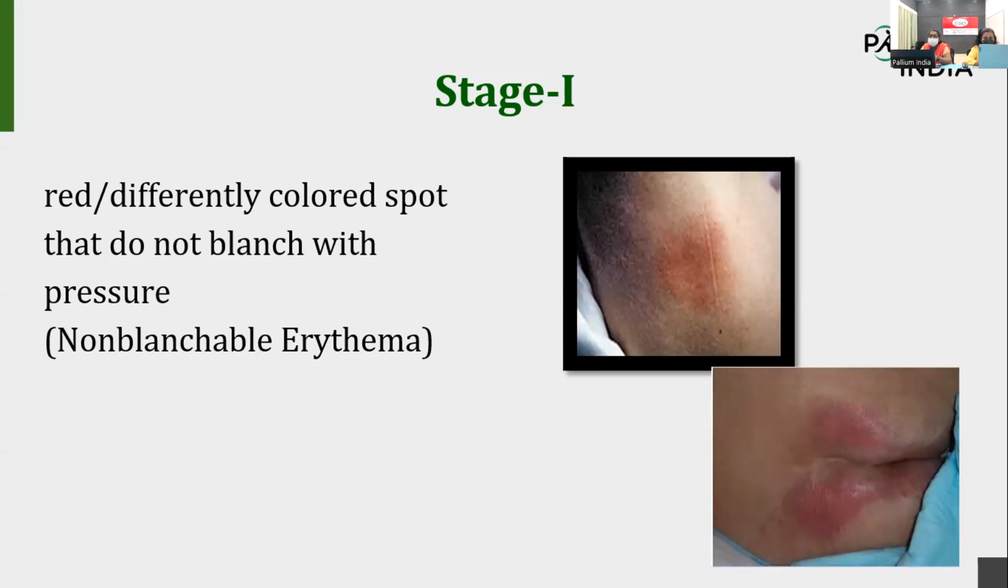of color change there, you can apply your finger pressure on that area. When you apply finger pressure on that area, that redness is not blanching. Okay, so usually that color is blanching if there is a normal tissue there. If there is a stage 1 pressure ulcer there, when you apply pressure on that area, there is no blanching. That is called non-blanchable erythema. Okay, so this is the stage 1 pressure ulcer.